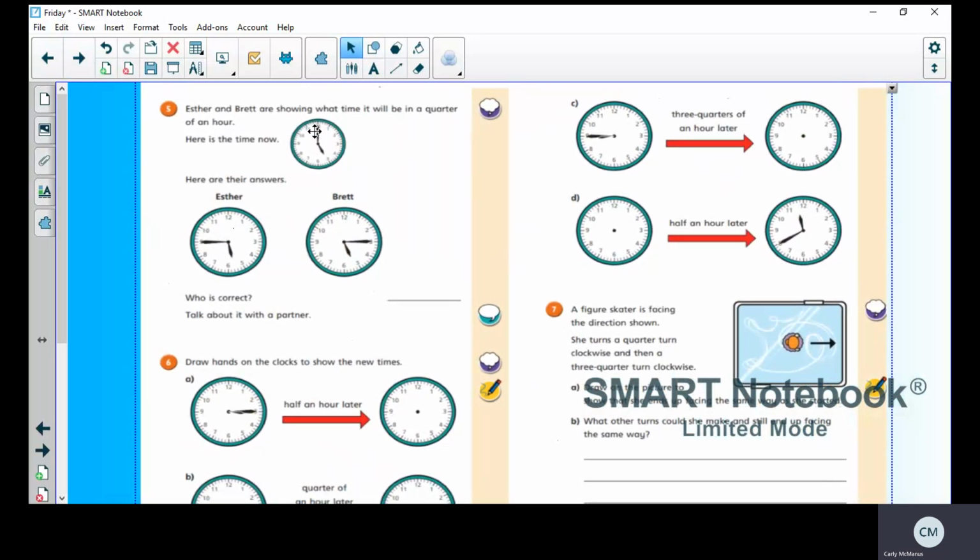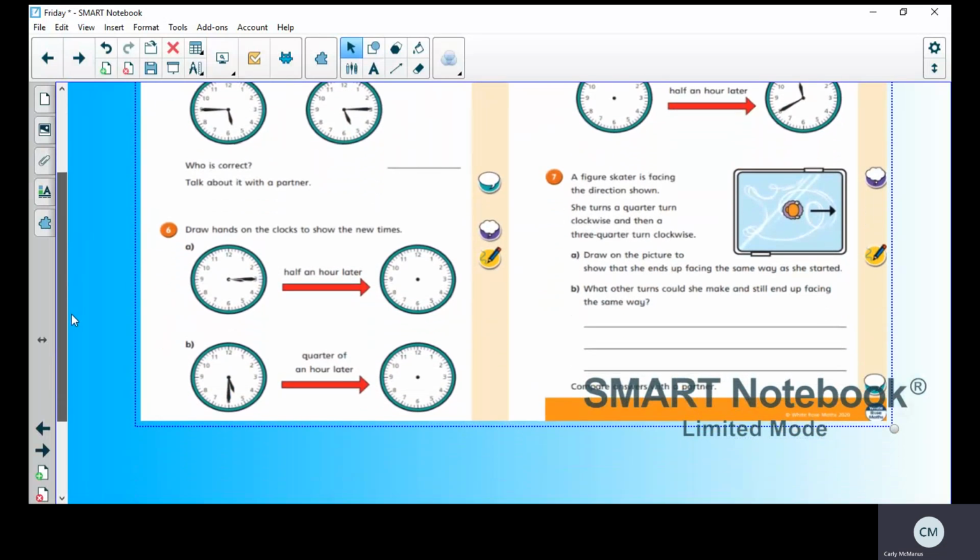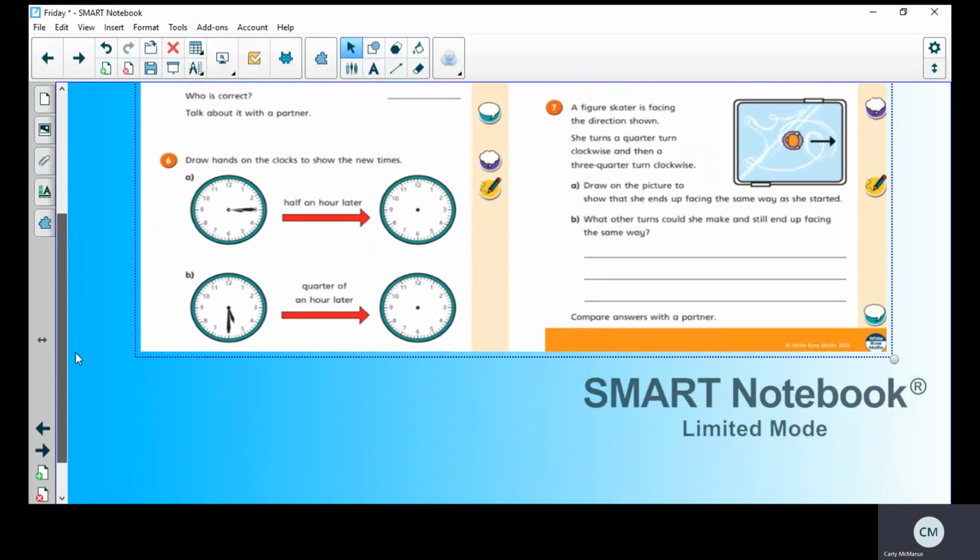You don't need to necessarily know how to tell the time to answer this. You're just moving this hand here that's facing the 12, 1/4 of the clock. So this is the minute hand and this is the hour hand, but we're going to be moving this minute hand 1/4 around the clock, which would be correct. It says draw hands on the clocks to show the new times.